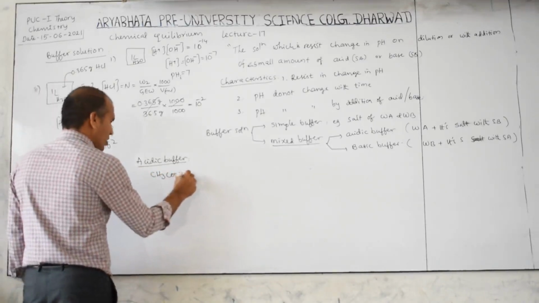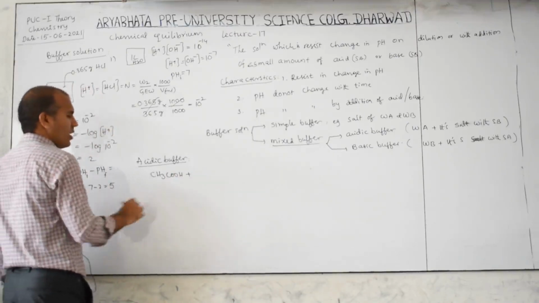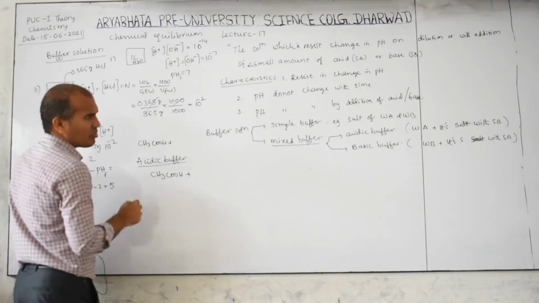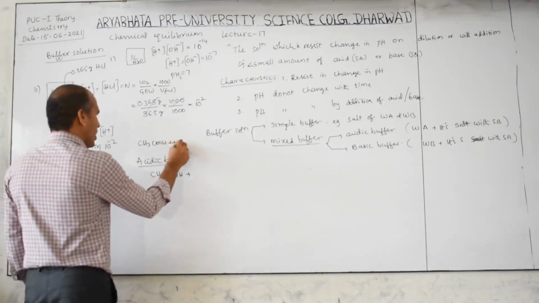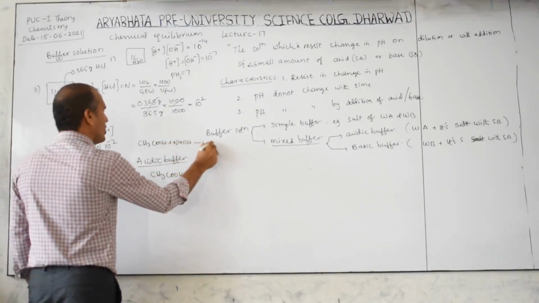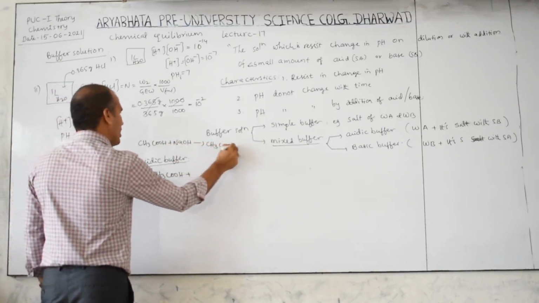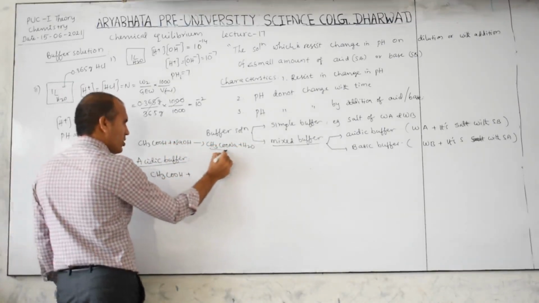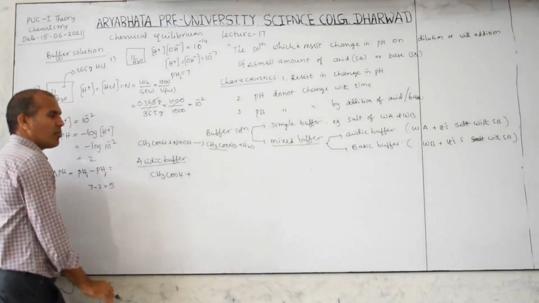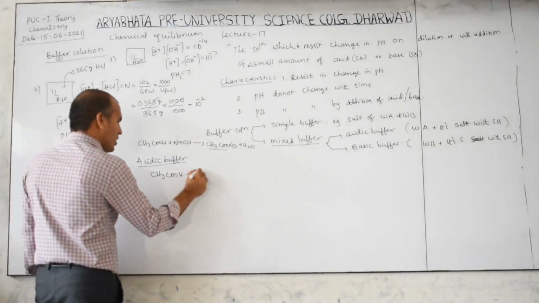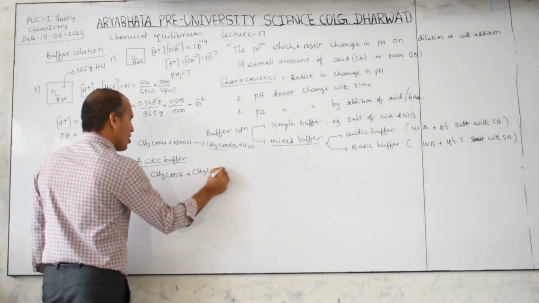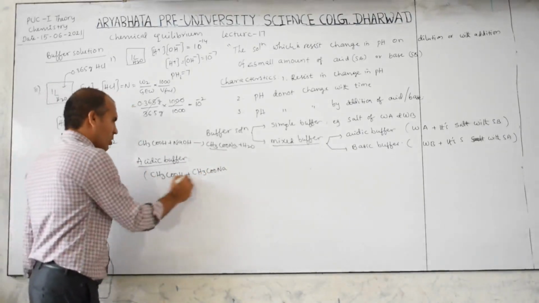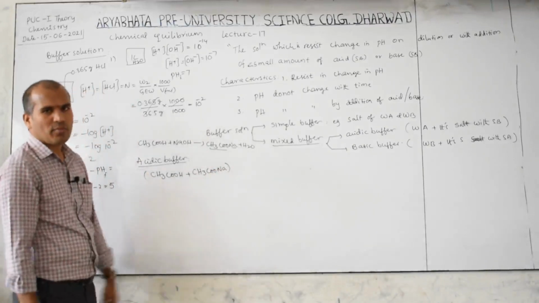This is a weak acid. Its salt, as we already studied, CH3COOH reacts with which one? Strong base, that is NaOH, to form CH3COONa plus water. Then its salt means this anion participated and this cation comes from the strong base. Therefore, this is its salt with the strong base. Clear? This mixture is known as an acidic buffer.